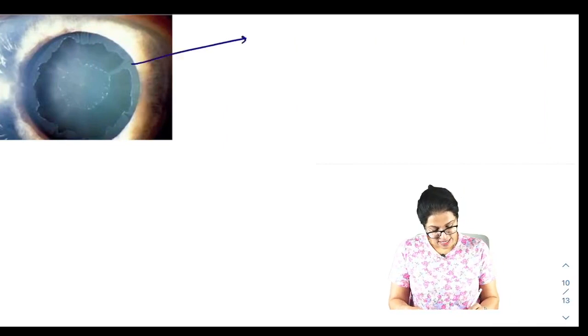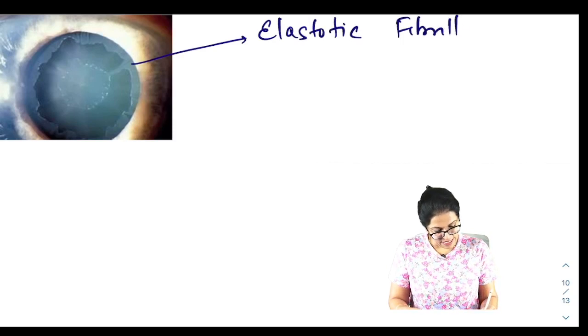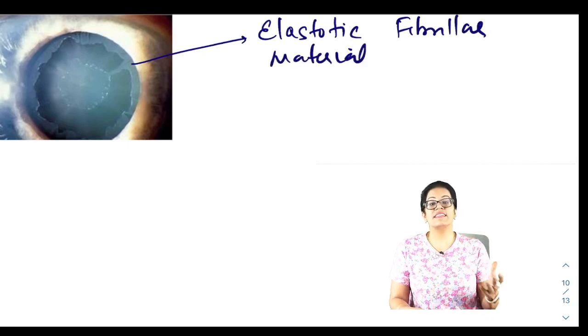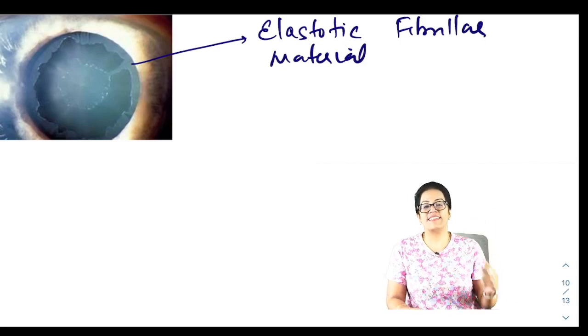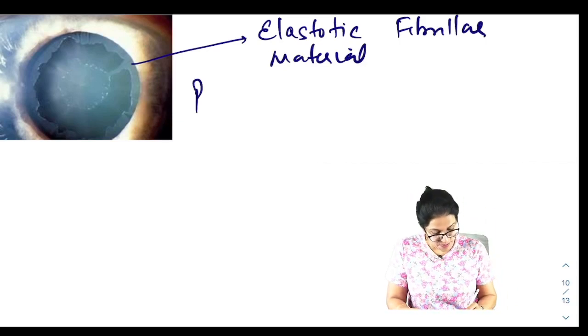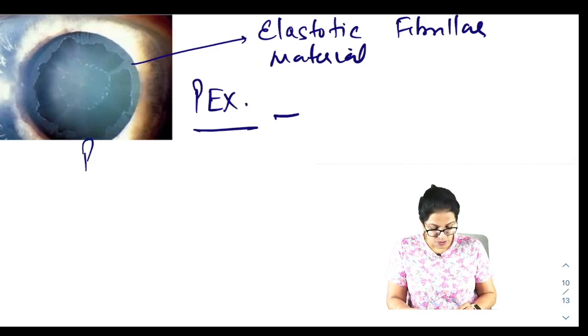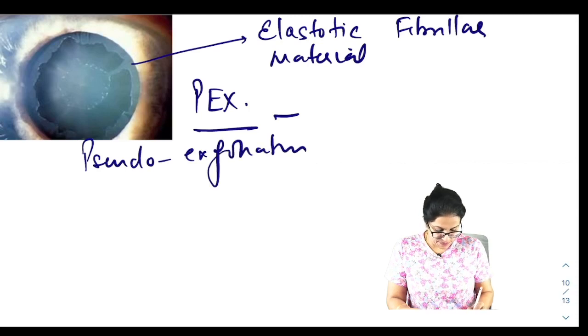Okay, next we talk about another slide. This is also an exam question. As you can see, there is a deposition of this elastotic fibrillar material seen on the anterior capsule, the zonules, and the pupillary border. Yes, you are guessing right. We are talking about pseudoexfoliation syndrome.